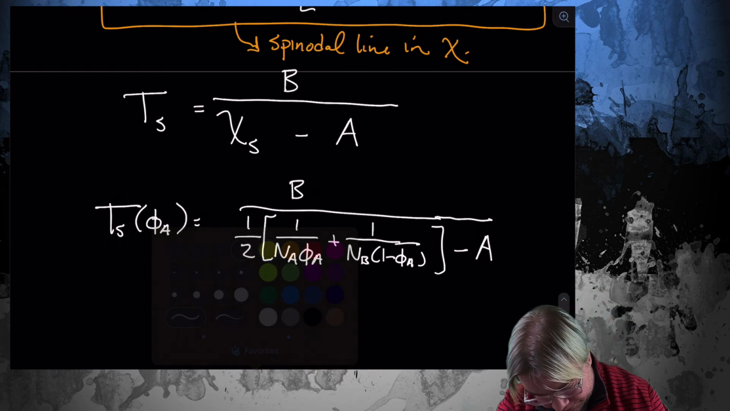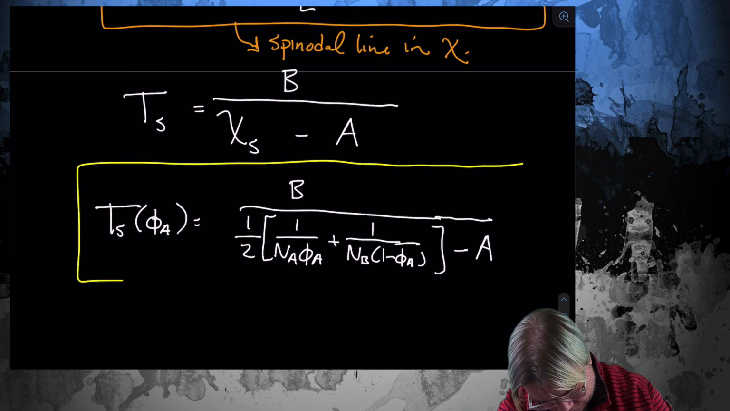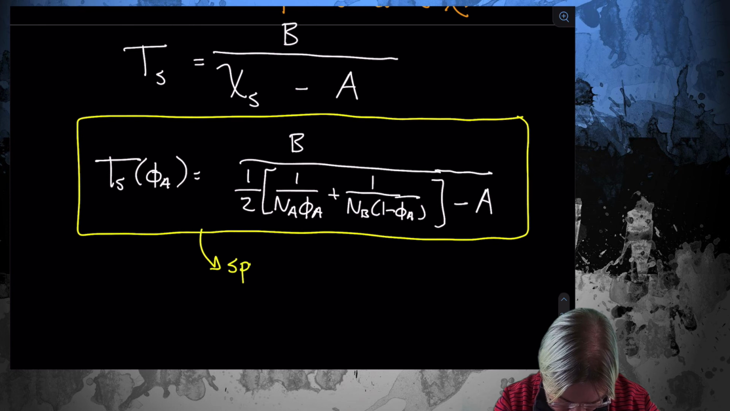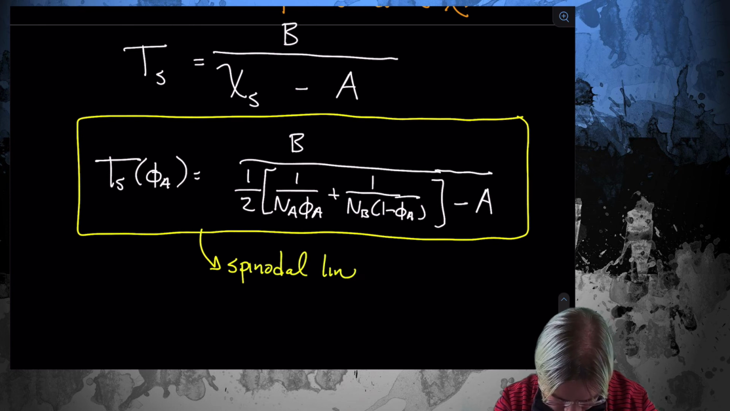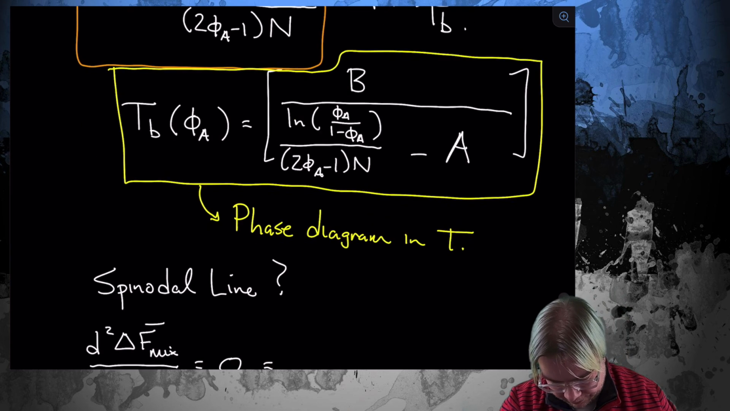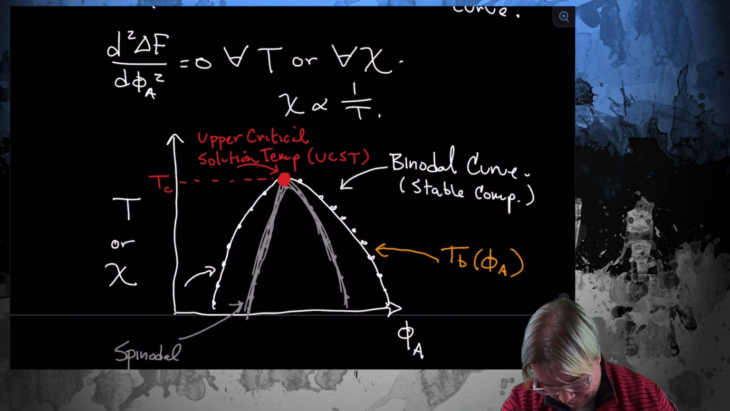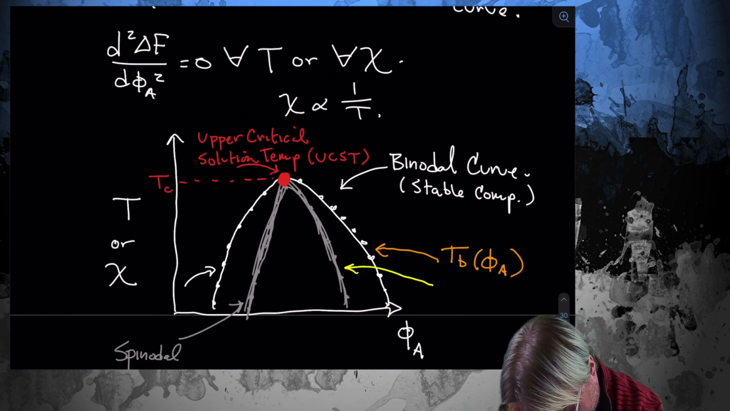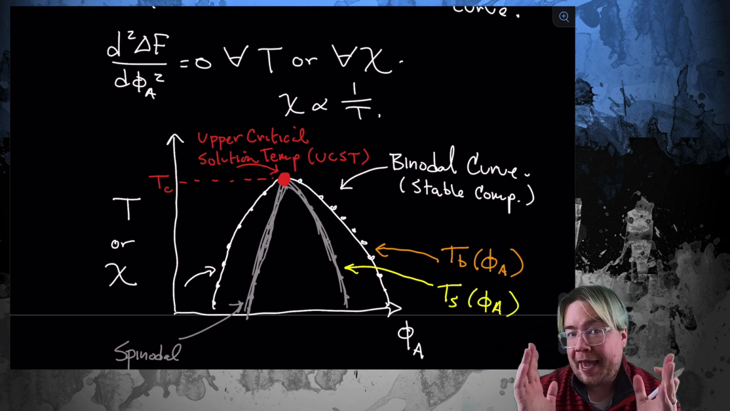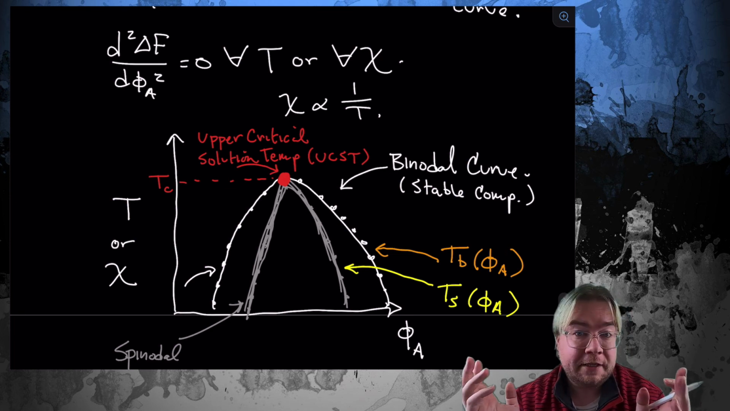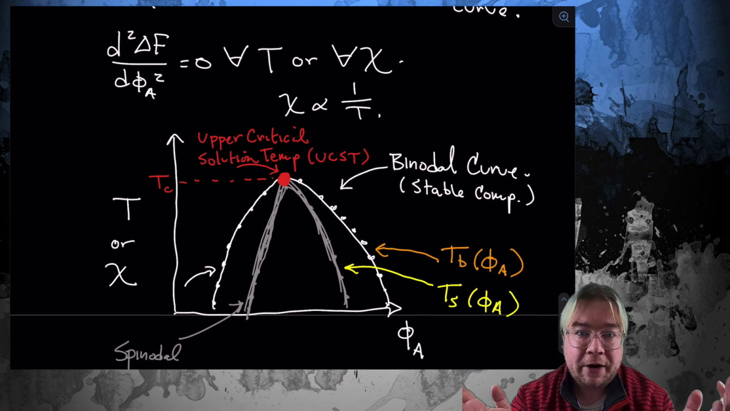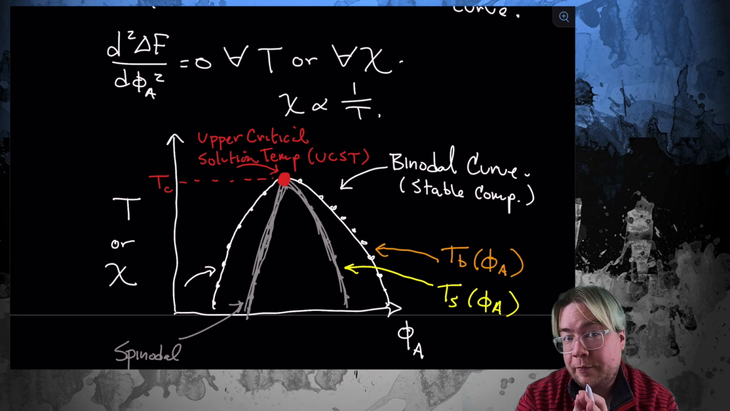So that will give me the spinodal temperature as a function of composition. So in other words, this will give me the spinodal line in T. So in terms of this phase diagram that I drew, this line will be the spinodal temperature as a function of phi A. So if I know A and B, and I know the degrees of polymerization of my polymer chains, at this point, I can calculate what my phase diagram should look like. And I'm going to ask you to do that. Calculate what the phase diagram is.